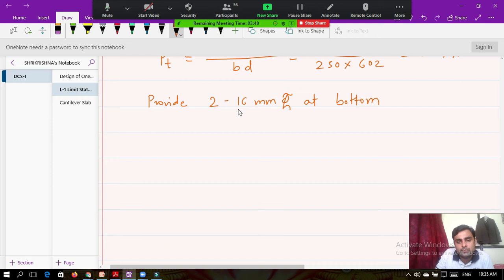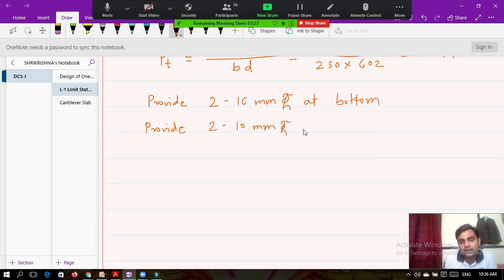Provide 2 bars of 16 mm diameter at bottom, but as per the codal provisions given in the earthquake code, we also need to provide the top bars to anchor the stirrups and to provide ductility to the member. So here we will write: provide 2 bars of 10 mm diameter at top.